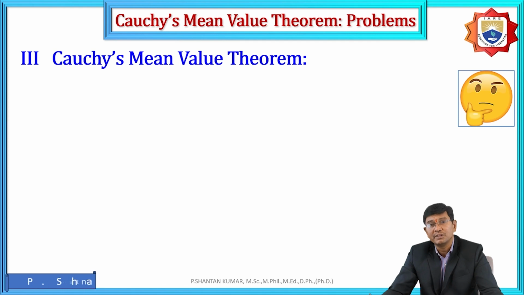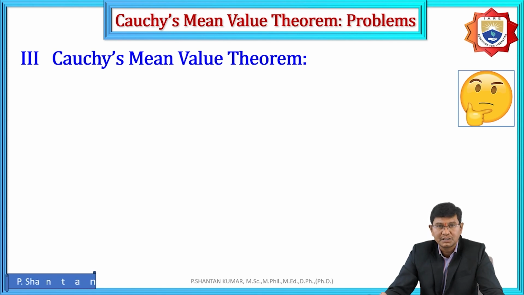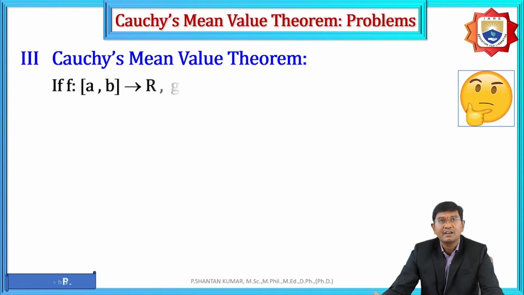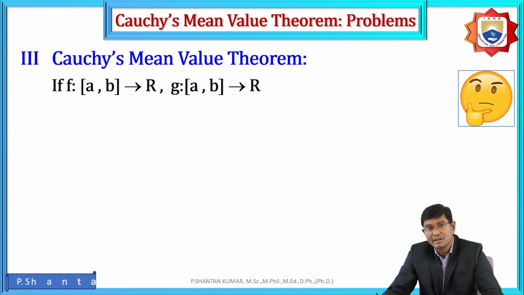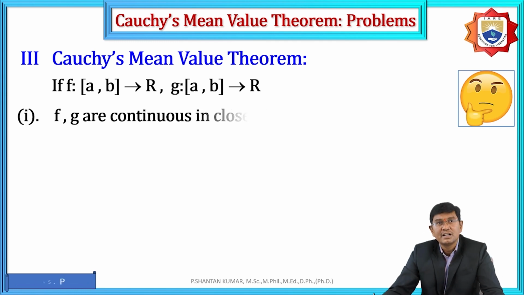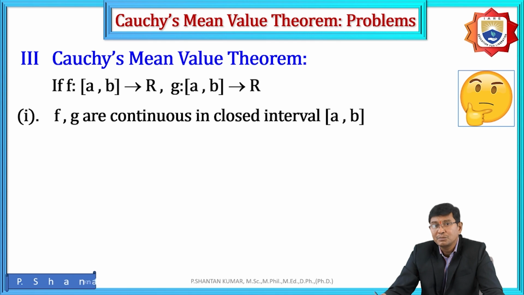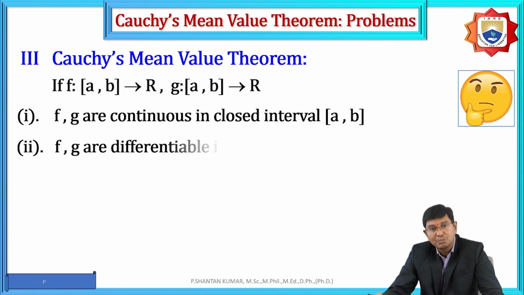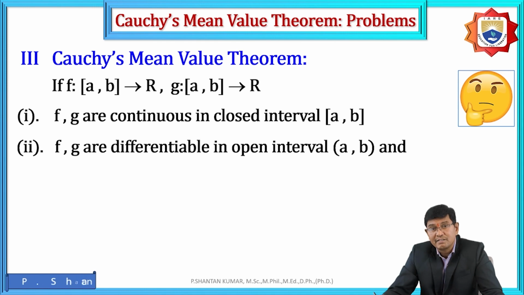Further, what is the Cauchy's mean value theorem? This is the last theorem under the mean value theorem, the Cauchy's theorem. And especially under the Cauchy's mean value theorem there are two functions, one is f of x and the second one is g of x. That is, if f is a function from the interval a comma b to the real numbers and g is a function from a comma b to the real numbers, then f and g both are continuous in the closed interval a comma b and both are derivable in the open interval a comma b.